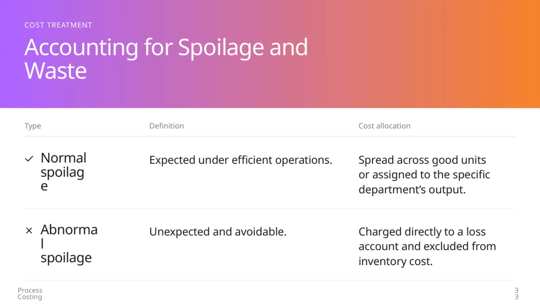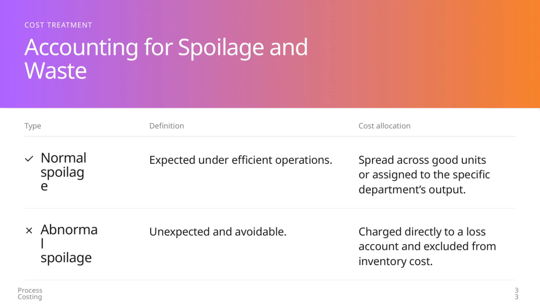Now, let's talk about how spoilage is treated in cost accounting, specifically in process costing. First, we have to understand the two types of spoilage, normal and abnormal. Normal spoilage happens as a part of the production process and is expected under efficient operations. This type of spoilage is considered a cost of doing business, so its cost is spread across the good units produced or assigned to the output of the specific department.